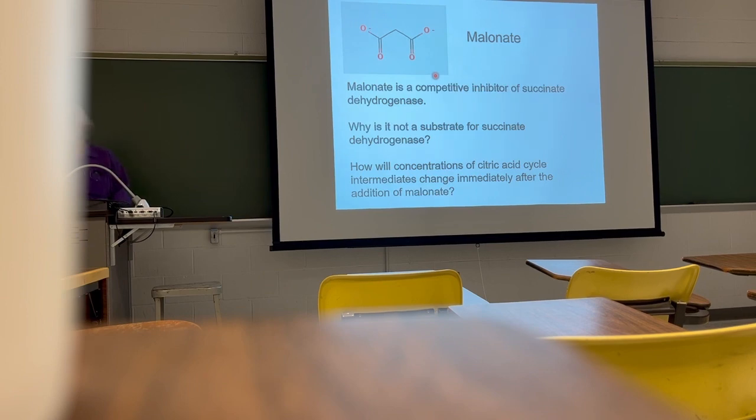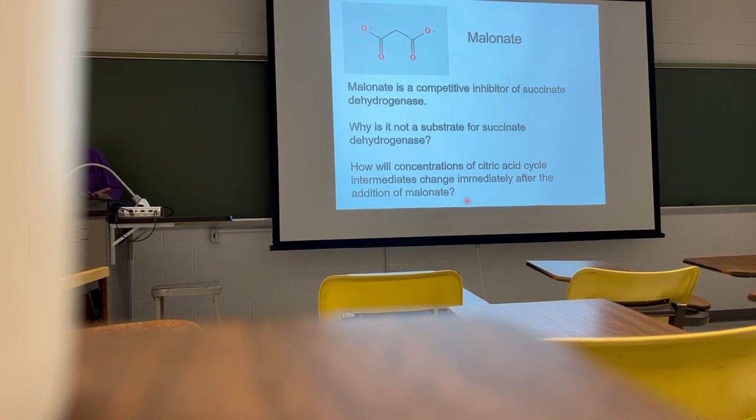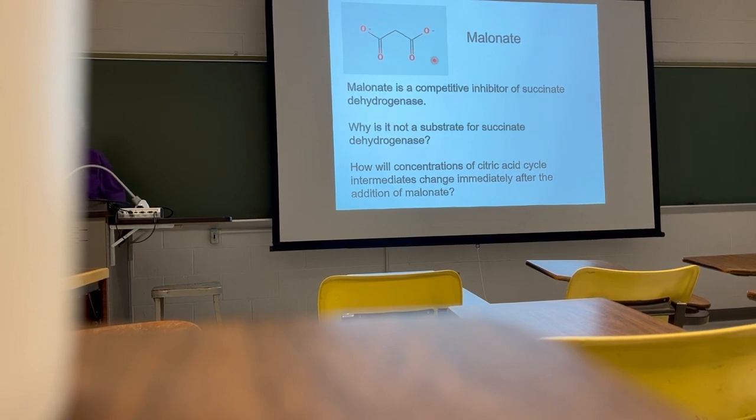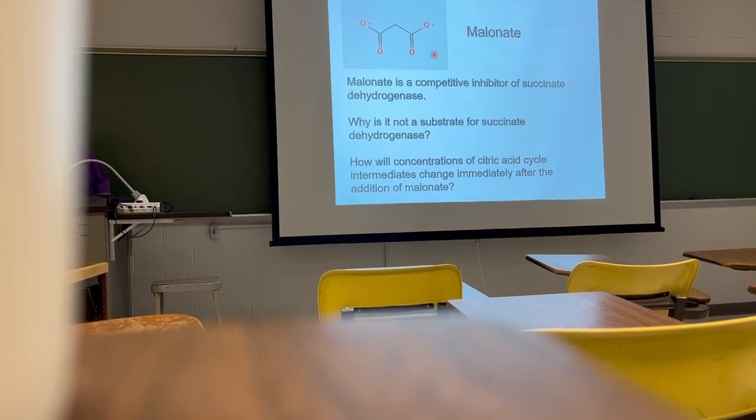So I want you to think about, why is it an inhibitor and not a substrate for succinate dehydrogenase? And then what happens to the citric acid cycle intermediates, the compounds, if we add malonate to mitochondria that contain the citric acid cycle enzymes? What is going to happen to the concentrations of those molecules? So talk to each other about these questions for a few minutes.